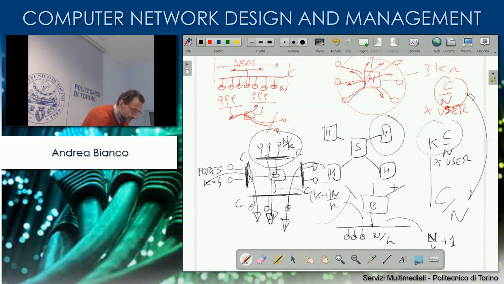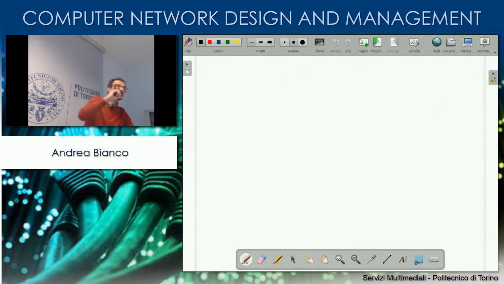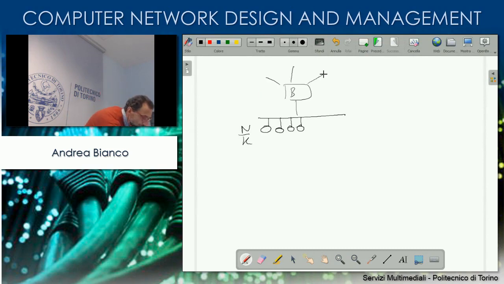Let me use a new slide. So if you analyze the case in which everybody is sending on a single segment, what's happening is that we have all the traffic going on a single LAN, correct? And on this single LAN, we have N divided by K users, because we have distributed them fairly among the K ports, and the bridge, which has K minus 1 links, to which of these links we have N divided by K users, right? We have N divided by K here, N divided by K, N divided by K.